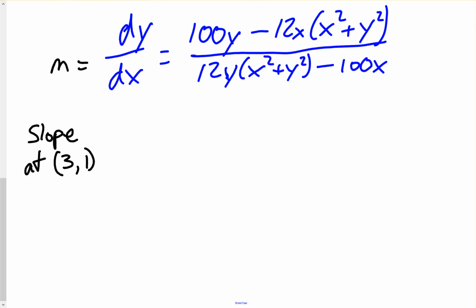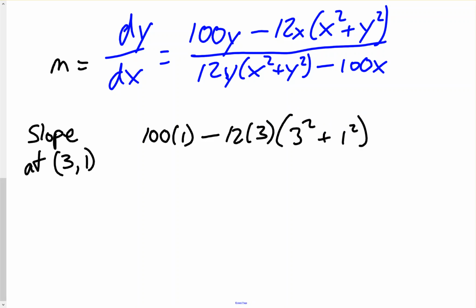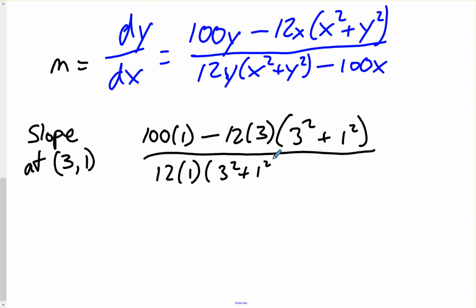Okay, so now just plug in, we have 100 times 1 minus 12 times 3 times 3 squared plus 1 squared, all over 12 times 1 times 3 squared plus 1 squared minus 100 times 3.